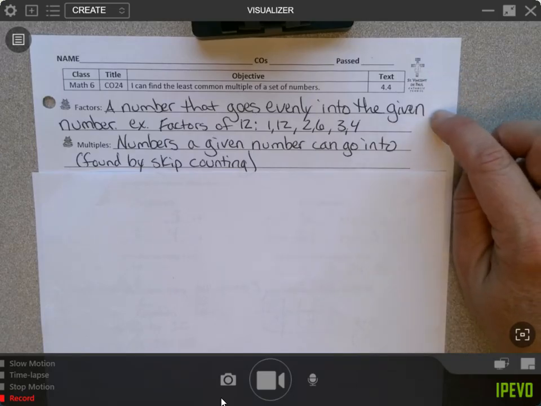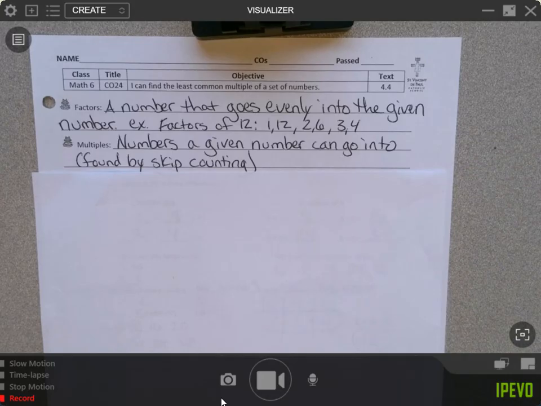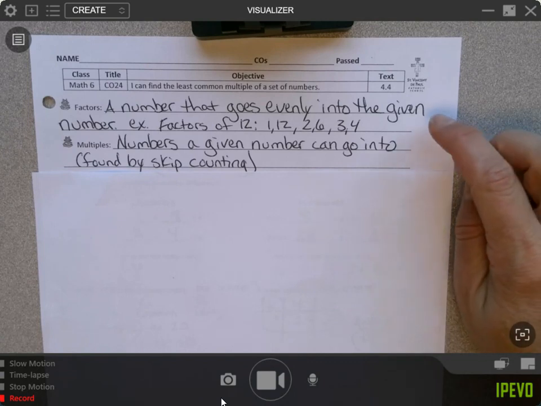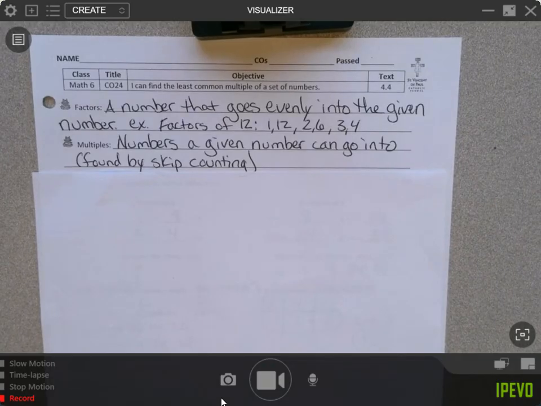So yesterday we worked with factors. Today we are working with the multiples, numbers a given number can go into. It's important to note the difference between the two. Again, the factors are numbers that go evenly into the given number, whereas multiples are numbers a given number can go into. They're opposites. Greatest common factor, we're breaking it down. Least common multiple, we are multiplying up.